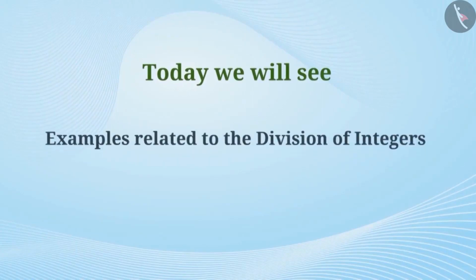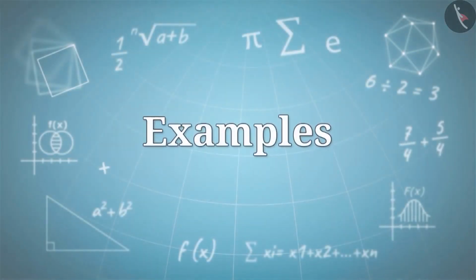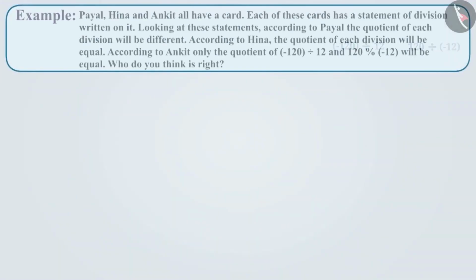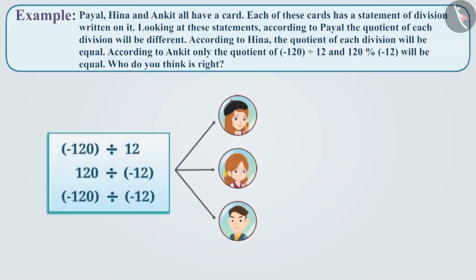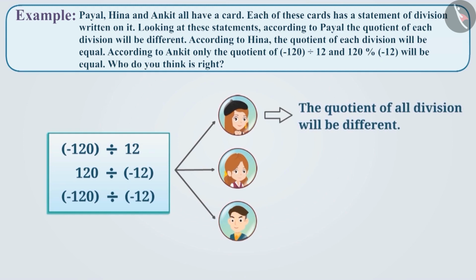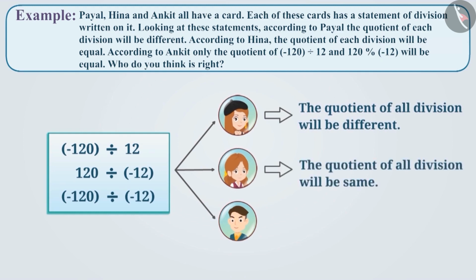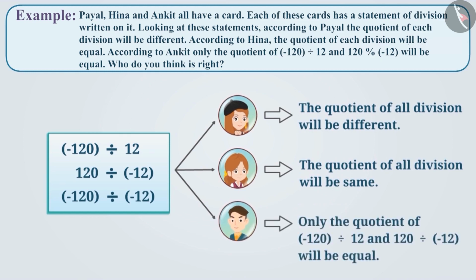Today we will see examples related to the division of integers. Payal, Hina and Ankit all have a card. Each of these cards has a statement of division written on it. Looking at these statements, Payal thinks that the quotient of all divisions will be different. Hina thinks that the quotient of all divisions will be the same. And according to Ankit, the quotient of only minus 120 divided by 12 and 120 divided by minus 12 will be equal. Who do you think is right?